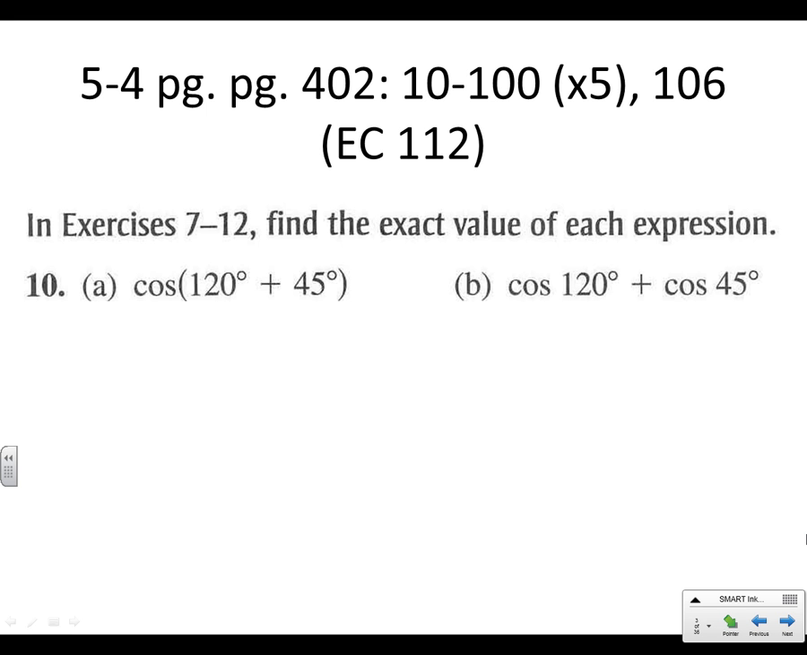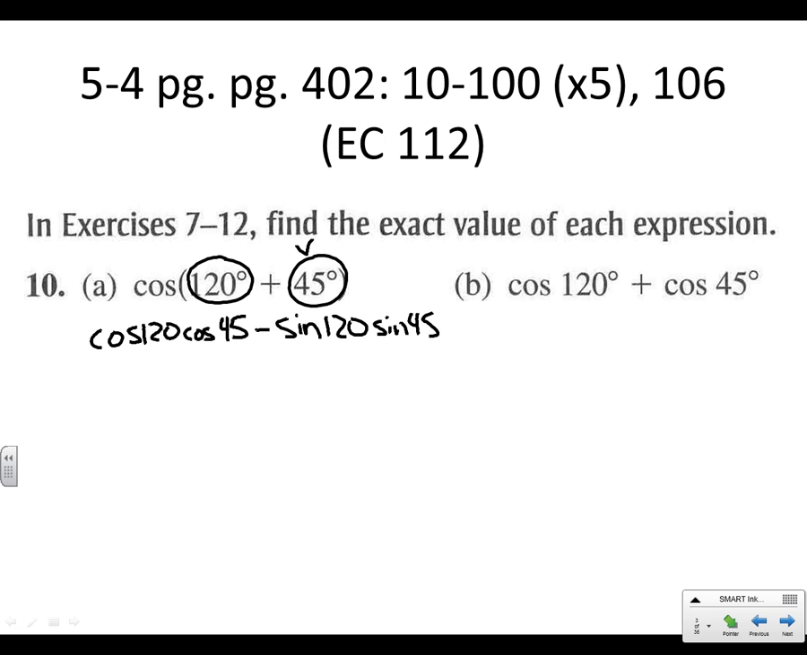All right, so the first one asks us to do an A and a B. Cosine of 120 plus 45. We're going to have to look at our formulas. Cosine of A plus B turns into cosine A cosine B, or U and V if you're looking at the formulas, minus sine U sine V. So 45 is our V, 120 is our U. We're plugging it into our formulas. Then we need to figure out what these values are.